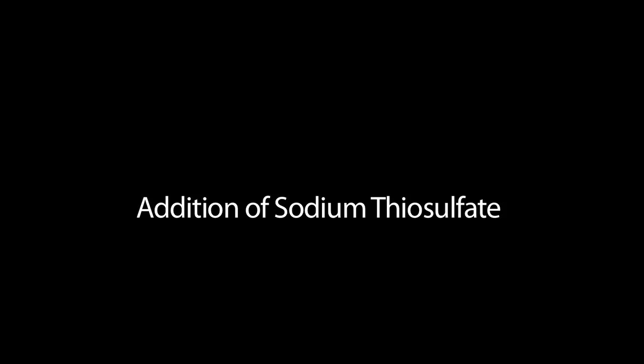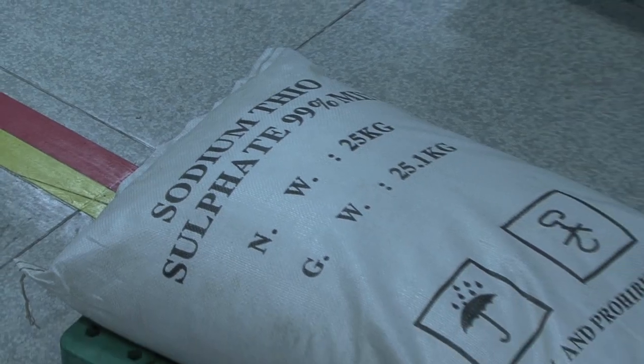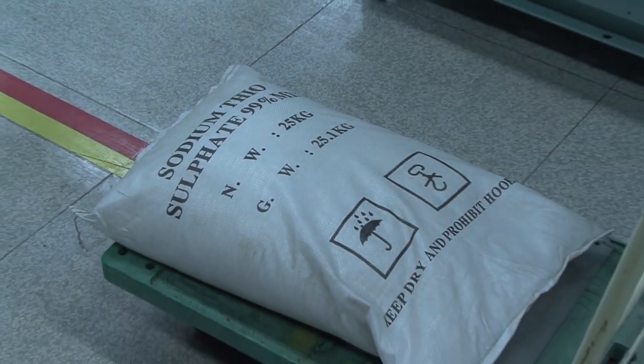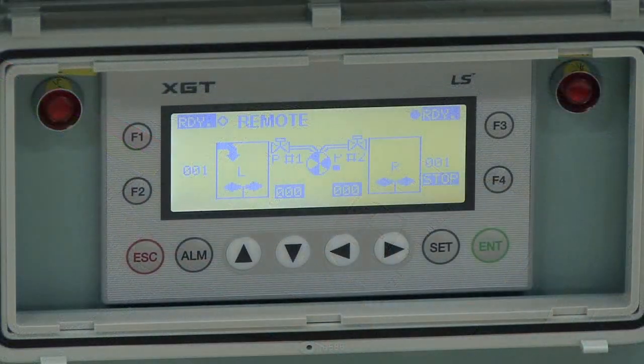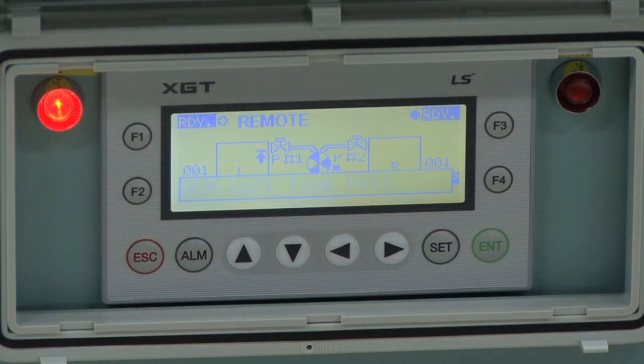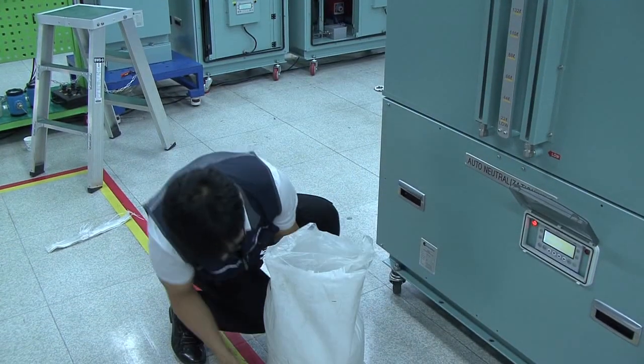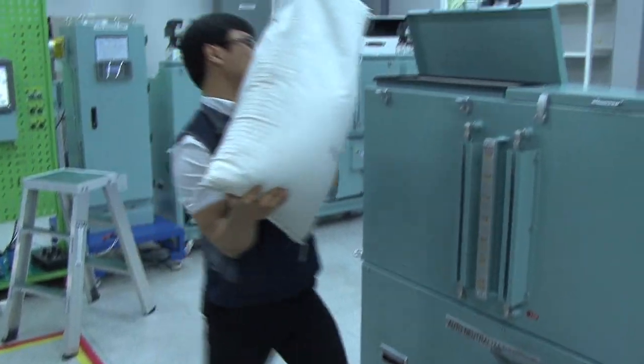Two. Addition of sodium thiosulfate. Step 1. Fill the fresh water to high water level. Ensure that ALM left tank full, or ALM right tank full message with STT is displayed on the ANUXGT control panel and tower lamp is operated. Step 2. Press ESC button to turn off alarm.